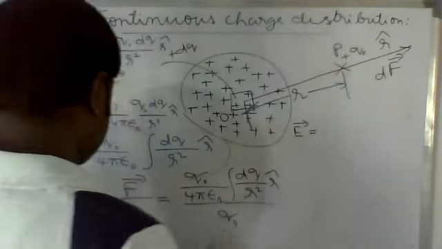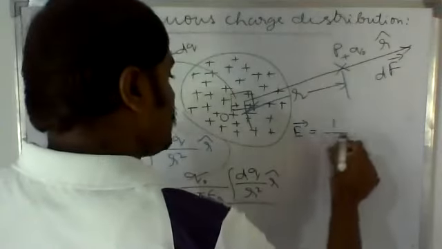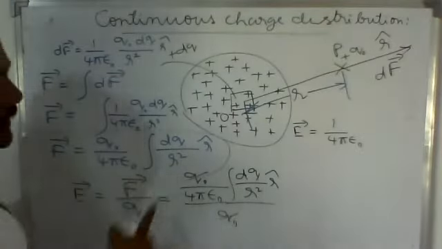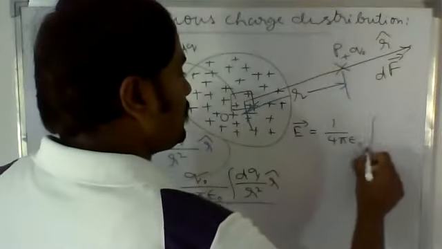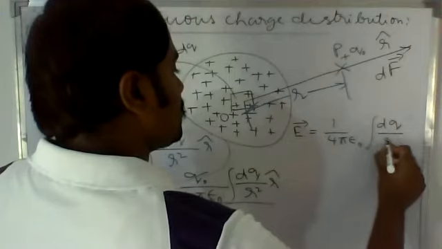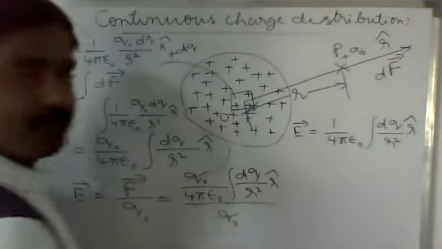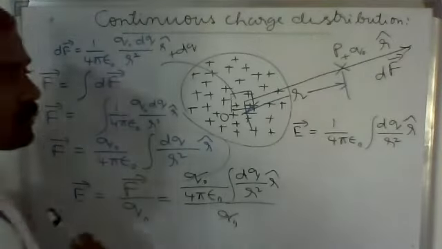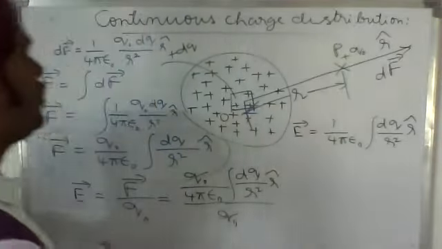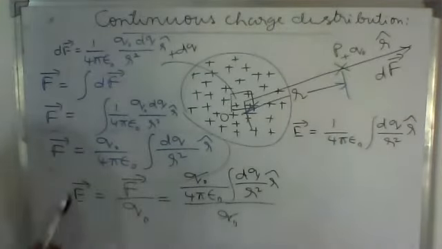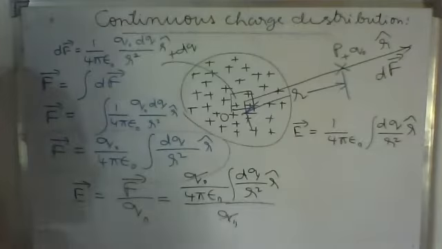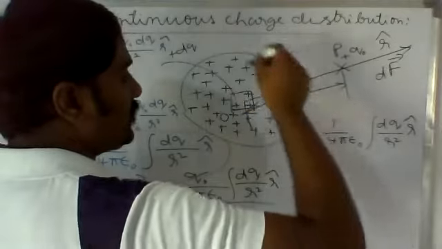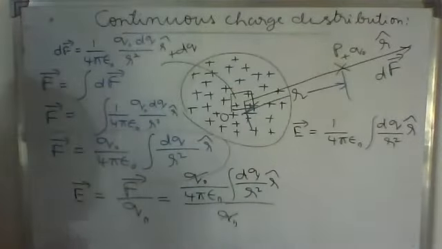E vector is equal to 1 divided by 4 pi epsilon naught integration of dq divided by r square into r cap. So the direction of E vector and the direction of F vector are both the same, right? So this is the general expression for net force at a point near the continuous charge distribution.